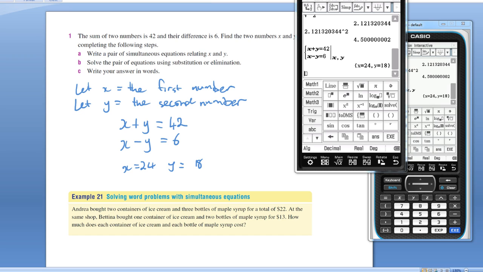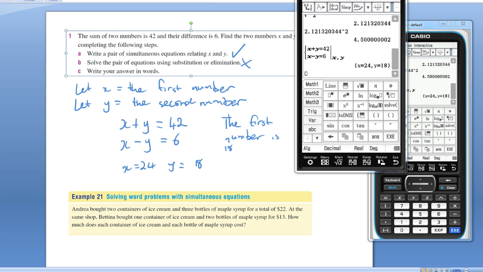So we've written a pair of simultaneous equations. It says here to solve it using substitution or elimination. Don't worry about doing that. This is an analysis style question, therefore use your calculator for it. Write the answer in words. So I would write something like: the first number is 24 and the second number is 18.